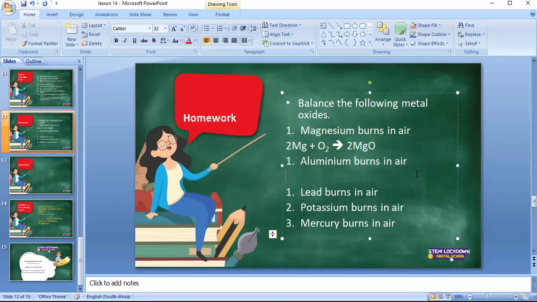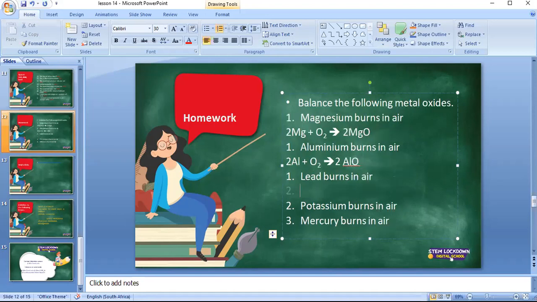Give me the equation for number two now. Al plus O2. Aluminium reacts with oxygen to give us what? Aluminium oxide. So is it balanced, grade nines? No. It's not balanced. Let us balance it. So we've got two oxygens, we'll need two oxygens this side, and then we've got two aluminiums that side. So there we go.